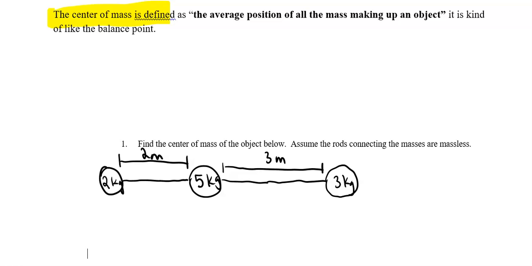Okay, so today we're going to talk about center of mass. Center of mass is just the average position of all the mass making up an object. I think of it as essentially the balance point of an object.